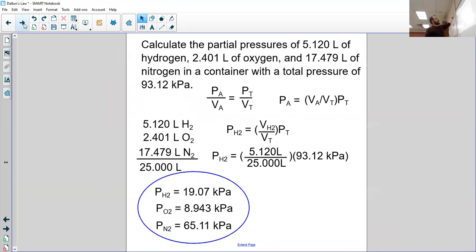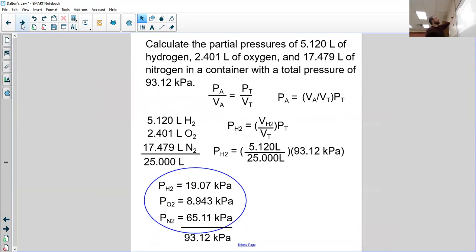Those are our answers. How do we know that we did this right? We're going to add all of our partial pressures together because they should equal our total pressure for the system. So we add those together, we get 93.12 kilopascals. That's the same as we're given in our problem. We're good, we did it right.